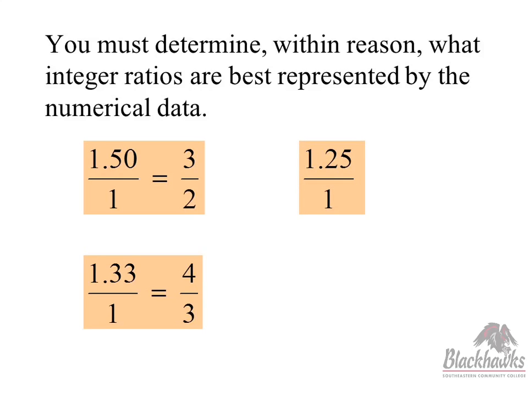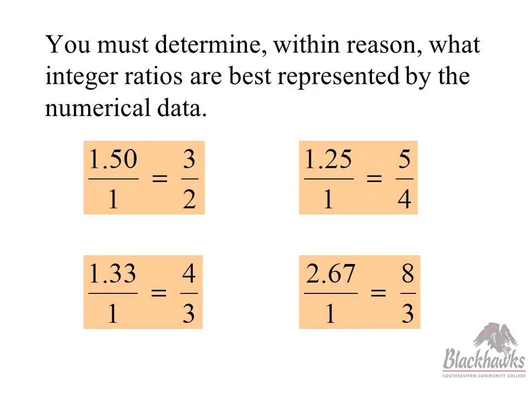Okay, I said to watch out for quarters. So if you run into a quarter, multiply it by 4. If you run into a half, multiply it by 2. A third, multiply it by 3. So of course, 1.25 times 4 gives us 5. Okay, so we have a 5 to 4 relationship. And then this is 2/3, isn't it? 0.67. So if we multiply this by 3 and this by 3, then we get a whole number, 8 to 3. Okay, so keep your eye out for that.